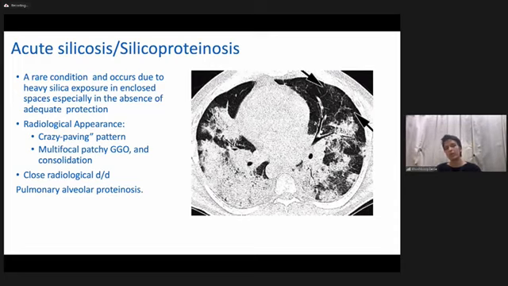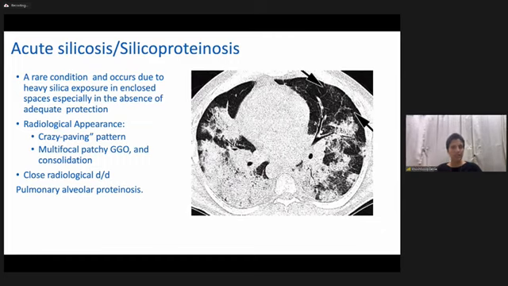Then acute silicosis or silicoproteinosis. Now this is a rather rare condition, and occurs only when there is a very huge exposure to silica in a short interval of time. So a very concentrated exposure to silica. It presents more like an ARDS, and then you have these large patches of consolidations or large ground glass attenuation, extensive septal thickening in the lung parenchyma. The lung picture is also more or less like a diffuse lung disease.